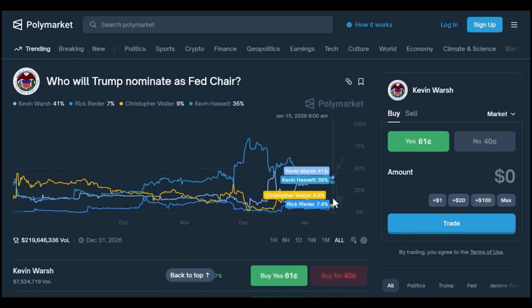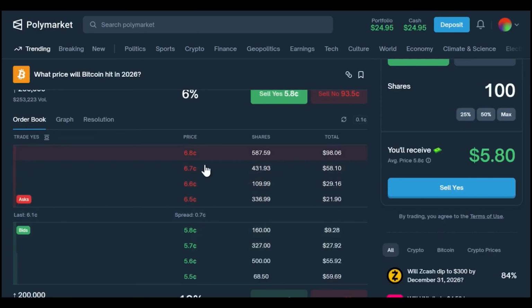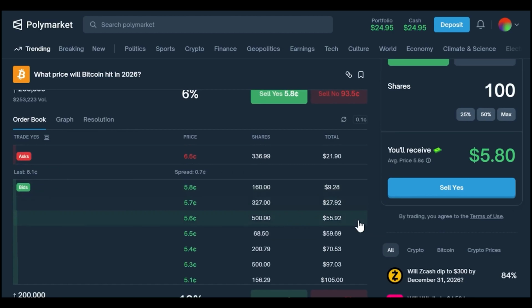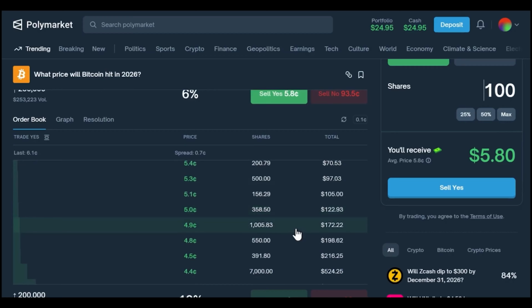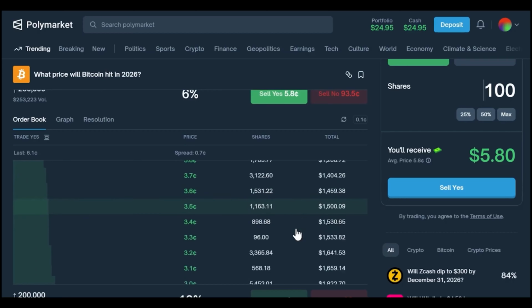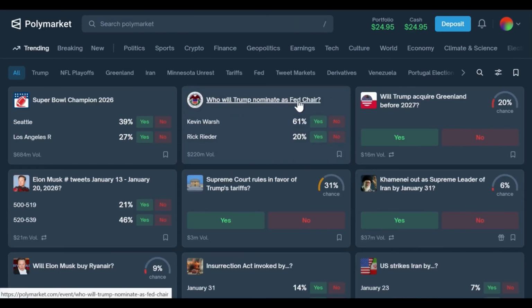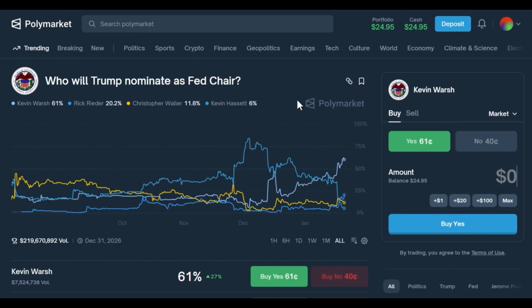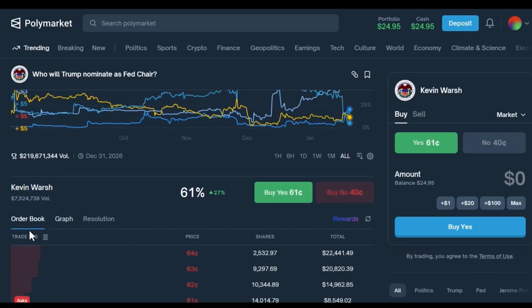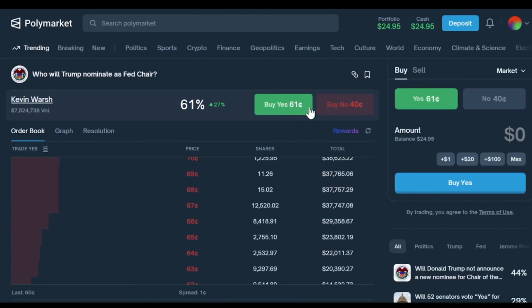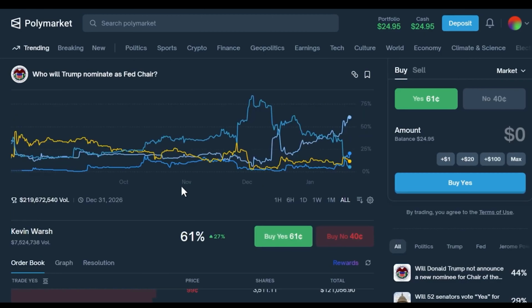Because Polymarket is peer-to-peer, you're trading against other users. Always check the order book before placing large trades. Low liquidity markets can have large spreads, which can affect your entry and exit prices. Now, let's place a trade. Choose a market, review the odds, check the chart and order book, then decide whether you want to buy yes or no. Enter the amount, review your position, and confirm the transaction through your wallet.